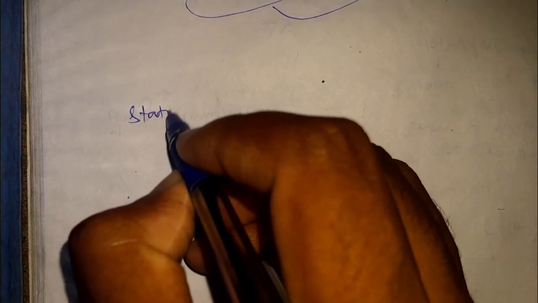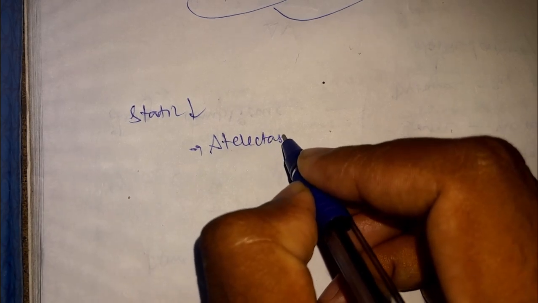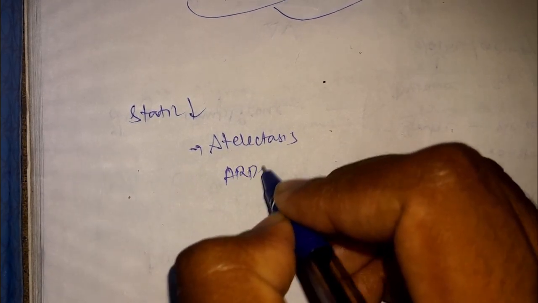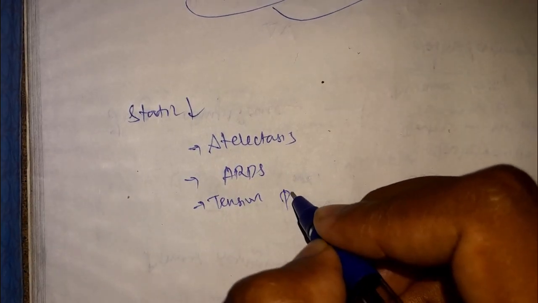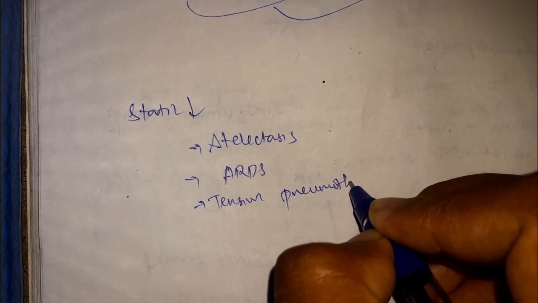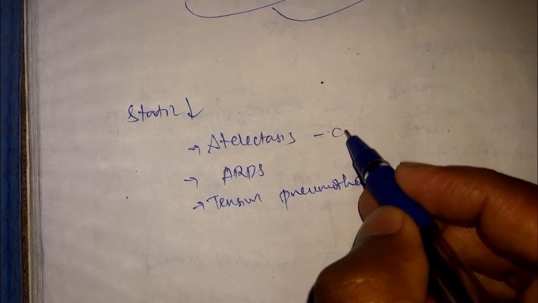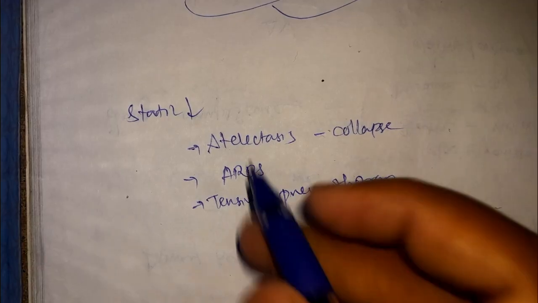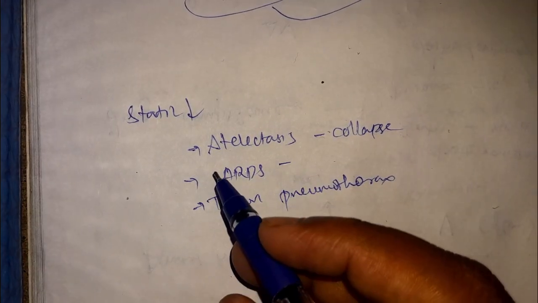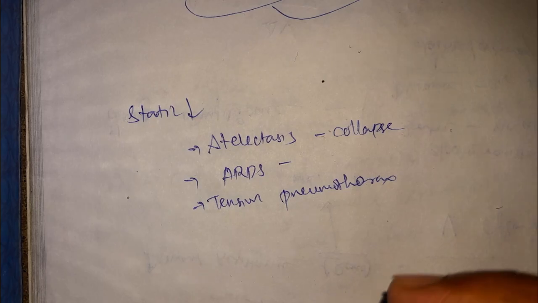Okay, for whom is static compliance reduced? Which patient? Atelectasis, ARDS, tension pneumothorax. Atelectasis is a partial or complete collapse of the lung. ARDS is acute respiratory distress syndrome, a life-threatening lung condition with fluid build-up in the air sacs.